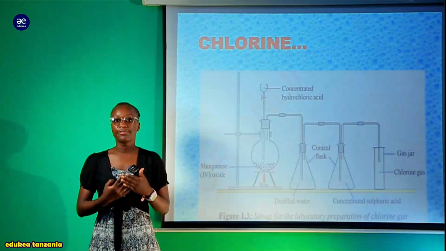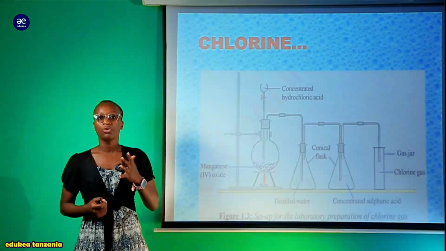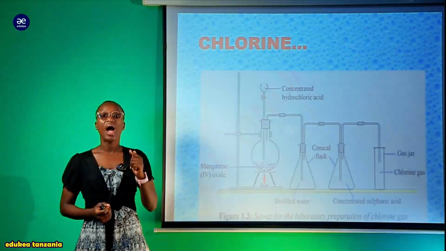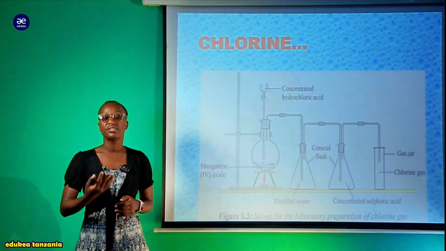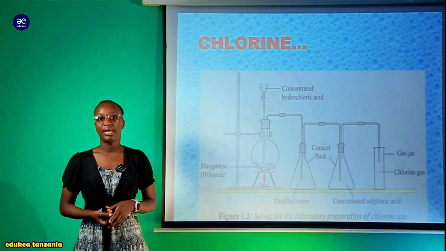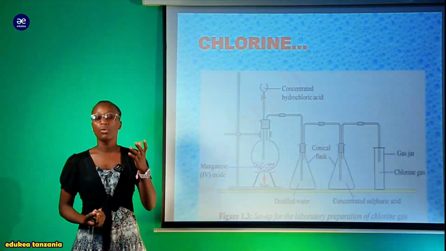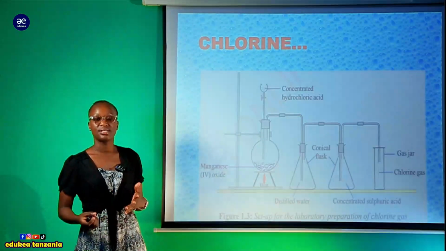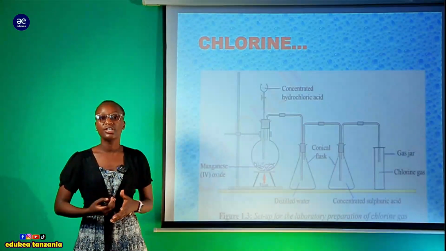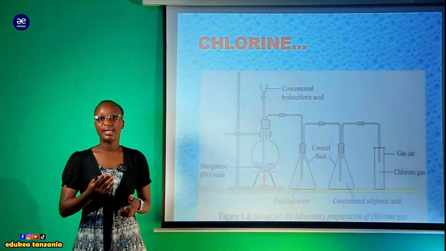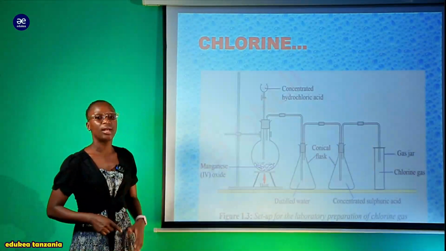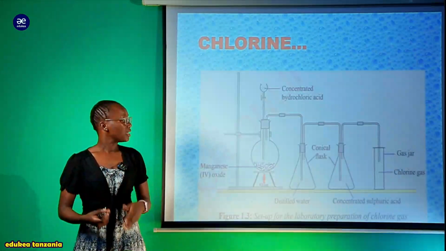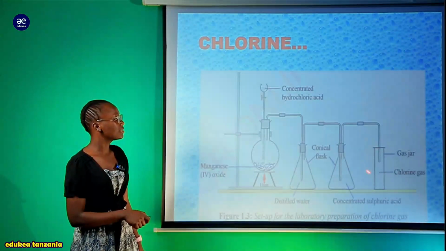The main function of the gas jar, my Form 2 students, I hope you know it since you have studied it in Form 1. I think in Form 1 you have studied the laboratory apparatuses and their functions. You have learned about the gas jar apparatus. The main purpose is collection of gas, measuring the gas. So here in the gas jar is where we can collect our chlorine gas, as you can see here. This is the gas jar.